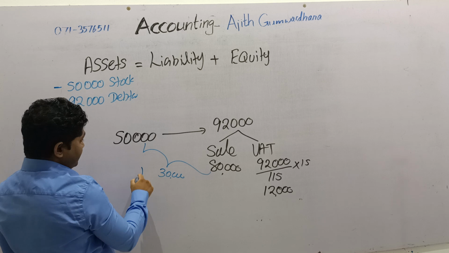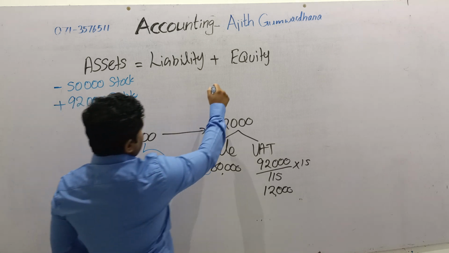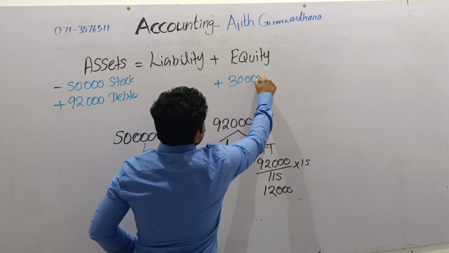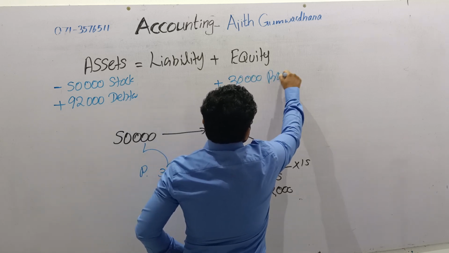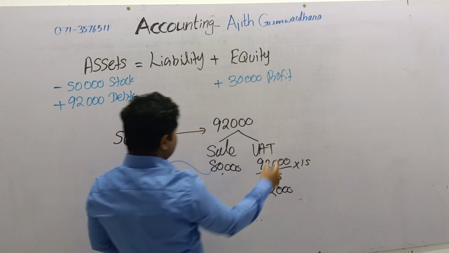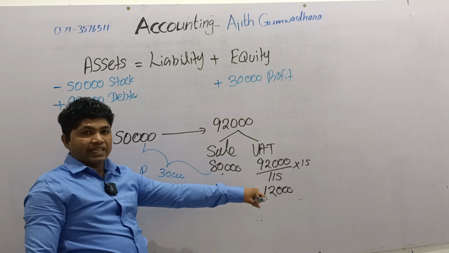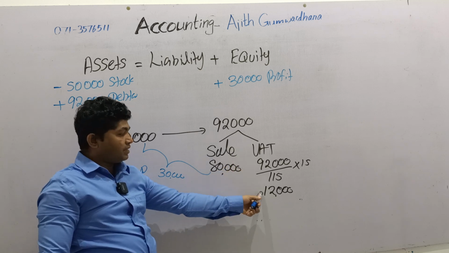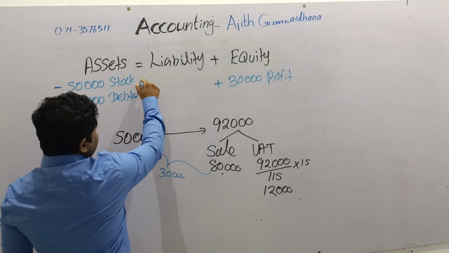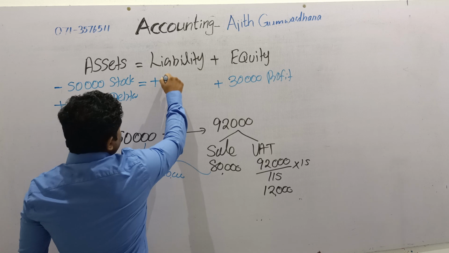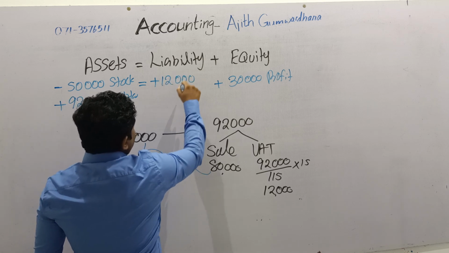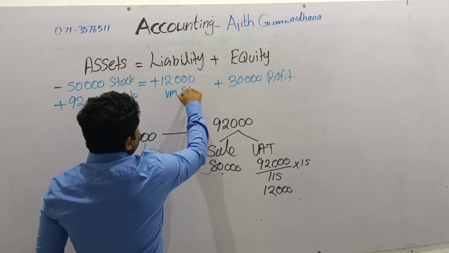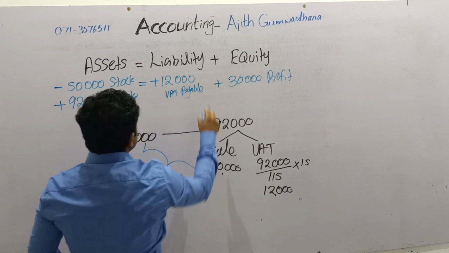This is the profit. Profit should be recorded under equity. Equity increase 30,000 as profit. But the VAT collected on sales is not our income. It should be payable to the government. Therefore, liability increase 12,000 as VAT payable. This is a liability, VAT payable to the government.